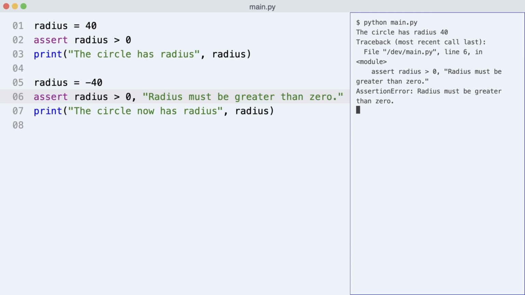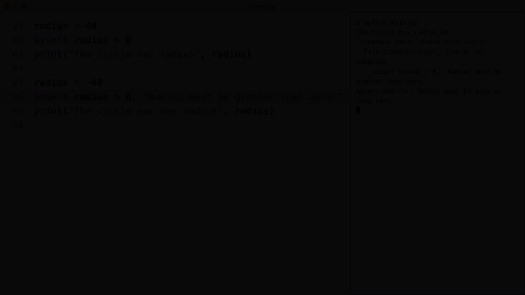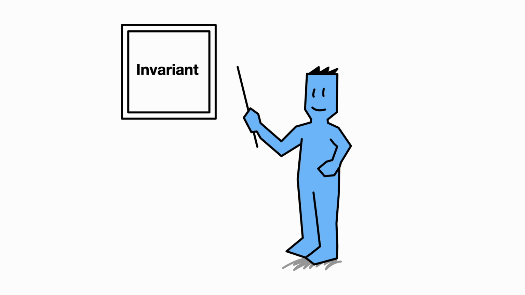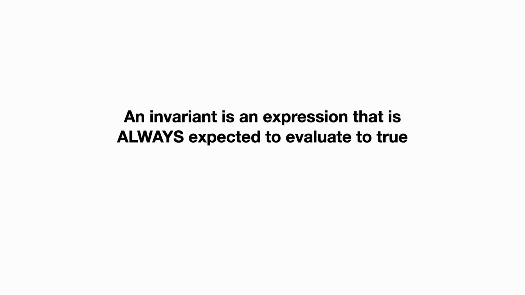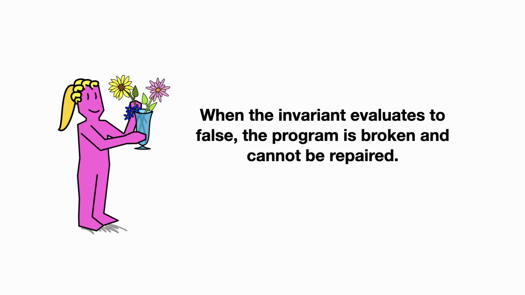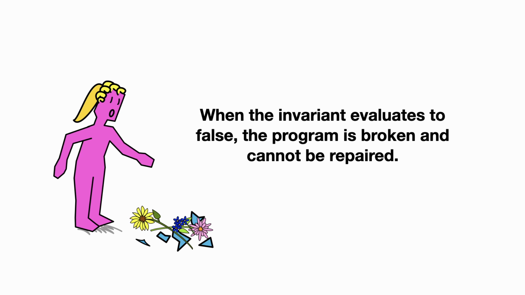Now you know what an assert looks like in Python, but the assert in this example is not very useful because the checked variable was assigned a fixed value just before the assert. So, when are asserts useful? To answer this question, I need to tell you about invariants. An invariant is an expression that is always expected to evaluate to true. When the invariant evaluates to false, the program is broken and cannot be repaired.